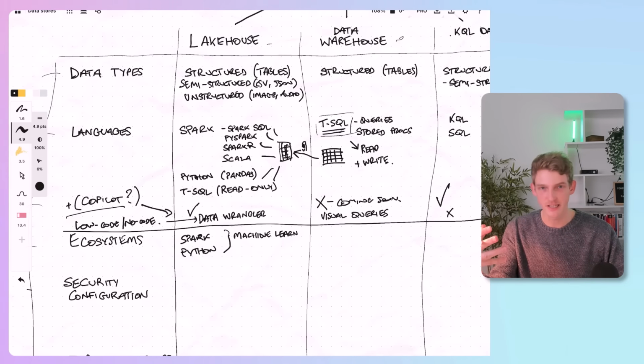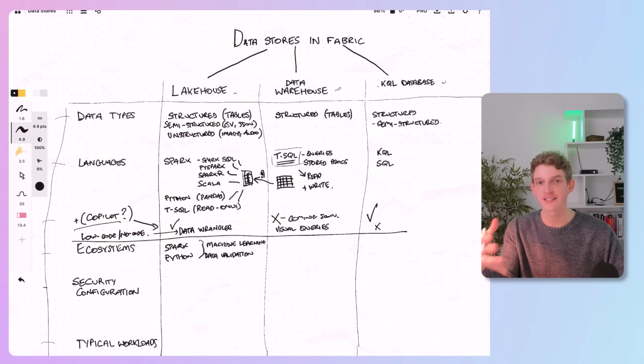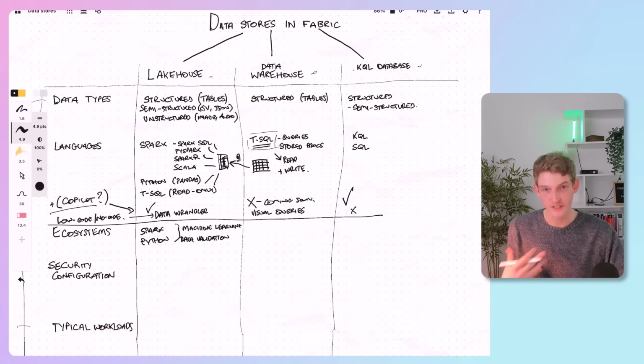So for data scientists, really you want your data to be in a lakehouse, and you can easily access machine learning libraries and build machine learning models on top of that data. But other examples might be things like data validation frameworks, particularly in Python. There's a lot. And in the next video, I'm going to be talking a lot about data validation and how to implement that across all of these different data stores.